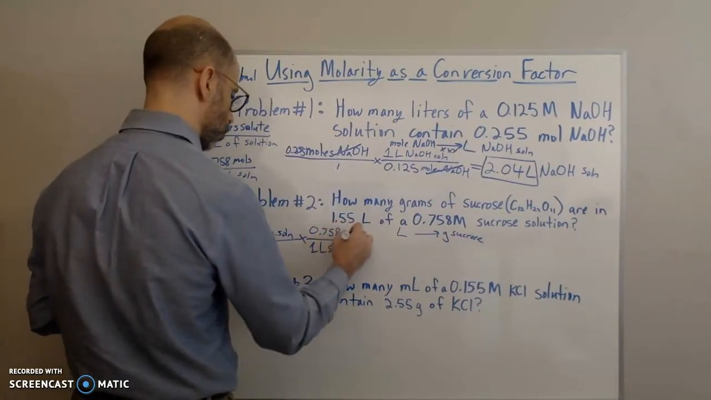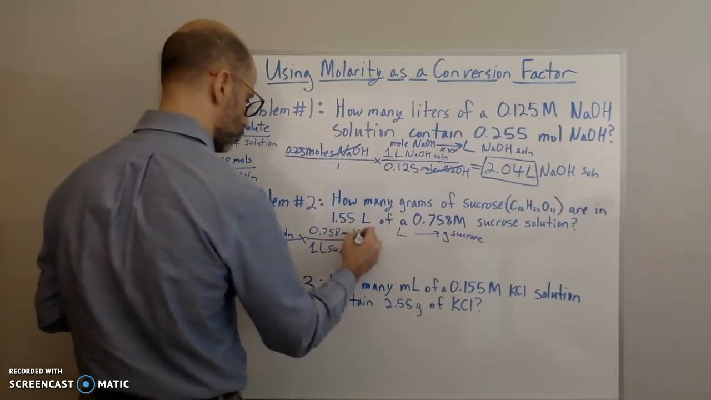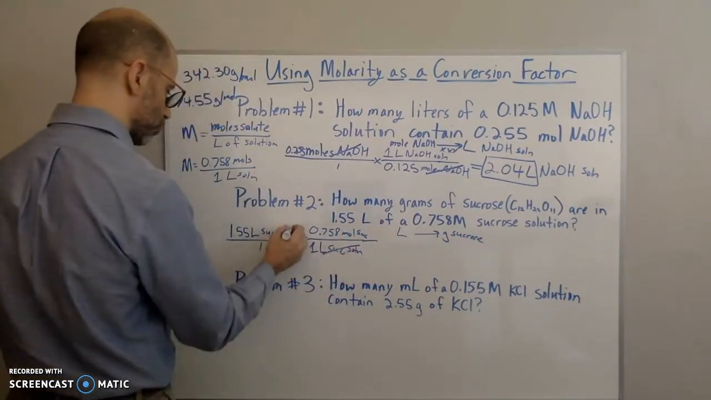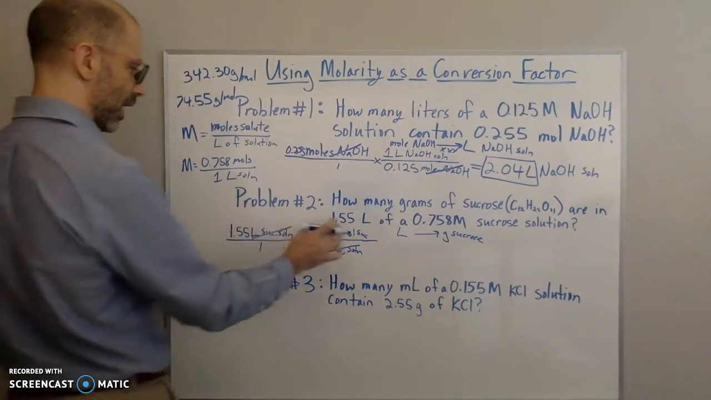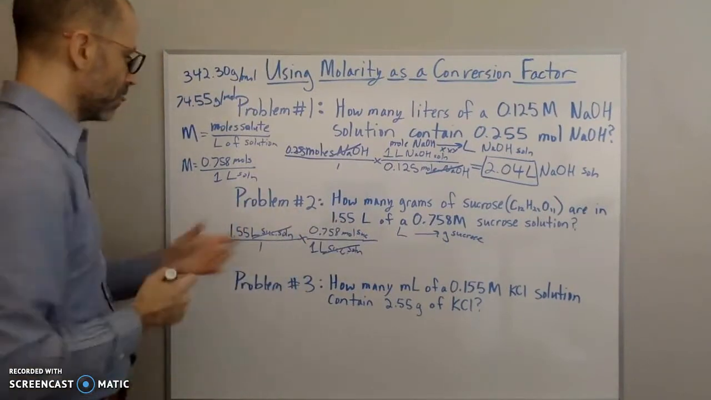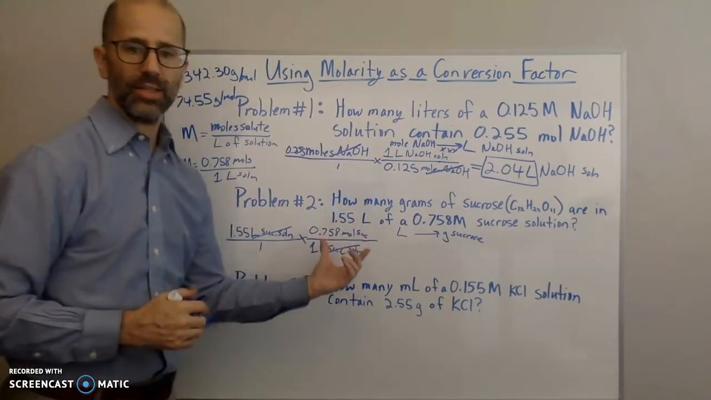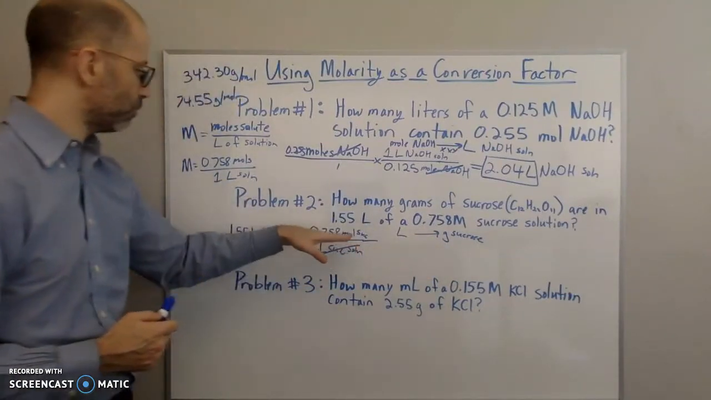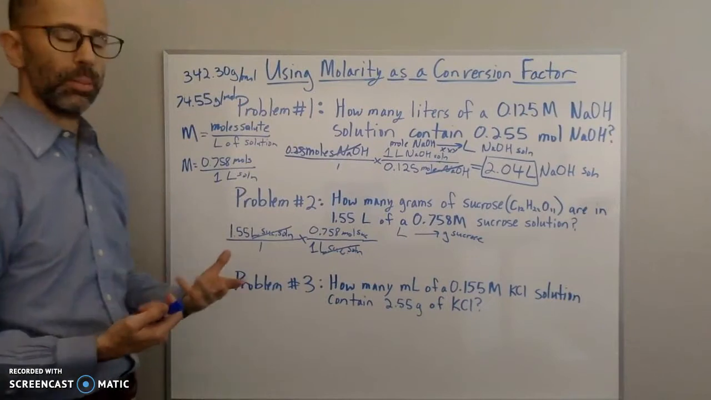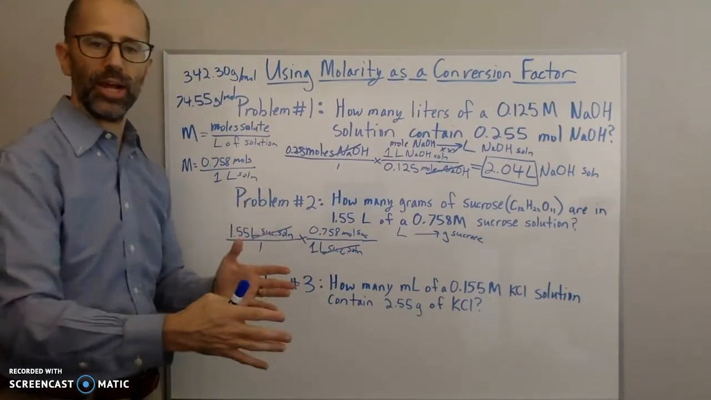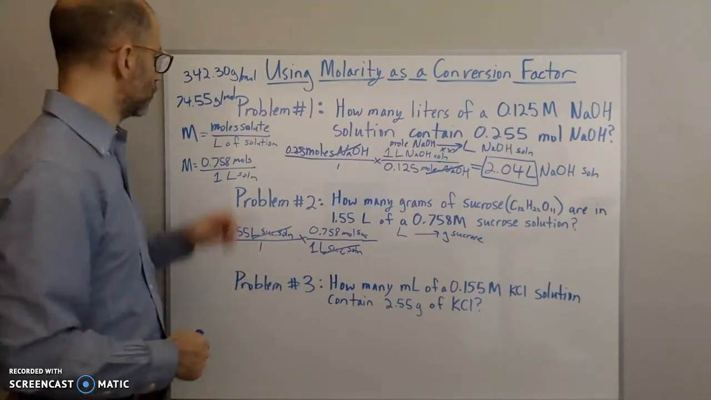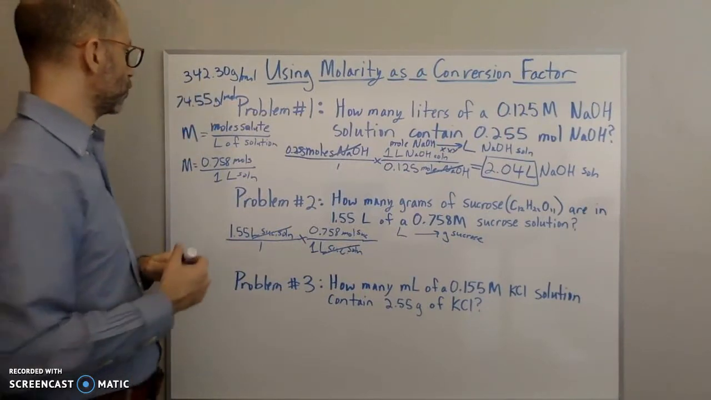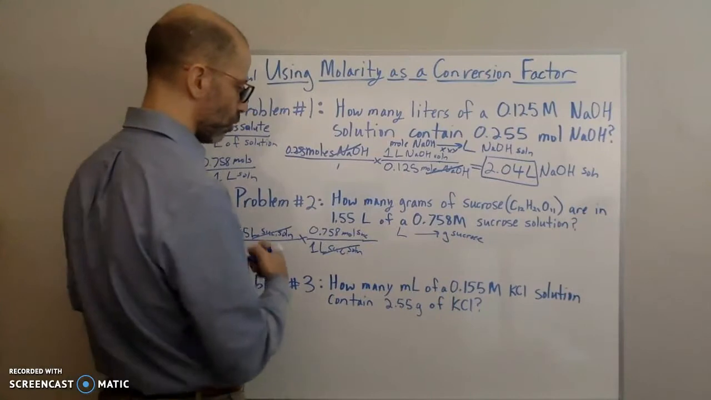0.758 moles of sucrose goes on top. So liters of the sucrose solution cancel out. I have moles of sucrose on the top. So the next thing I need is the grams. I have moles of sucrose, so what am I going to use to go from moles to grams? Molar mass. I have the molar mass of sucrose written up here: 342.30 grams per mole.